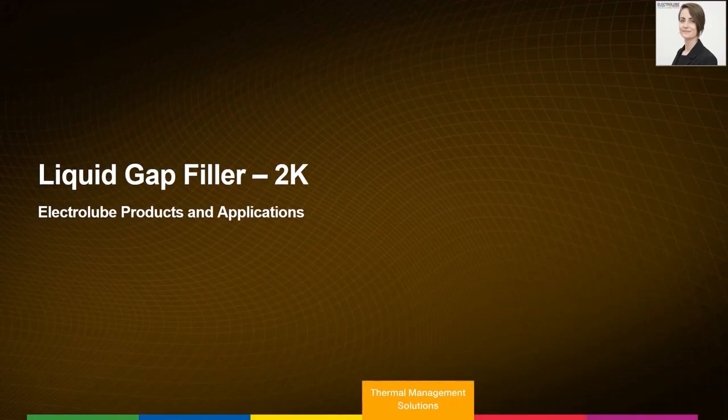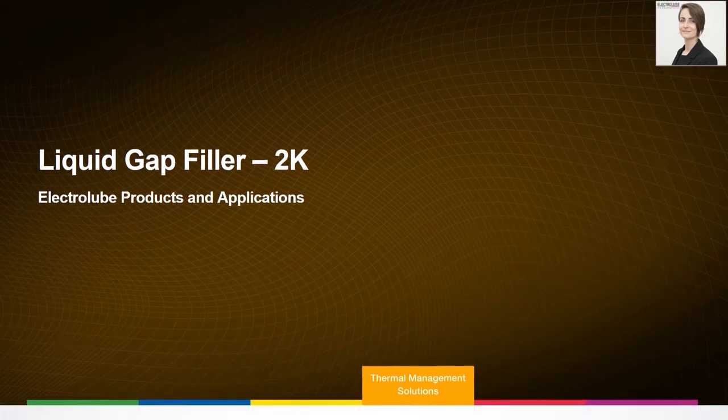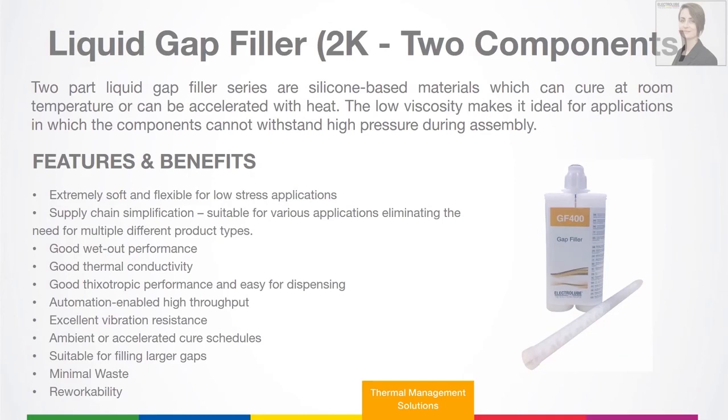So moving on to gap fillers now, looking at some two-component gap fillers. These are silicone-based materials. They are used for very low stress applications where you have a larger gap. As it's a two-component curing material, it could be up to 1 millimetre, it could be more. You're looking to, again, eliminate air from areas where you could have hot spots. They have good thermal conductivity.